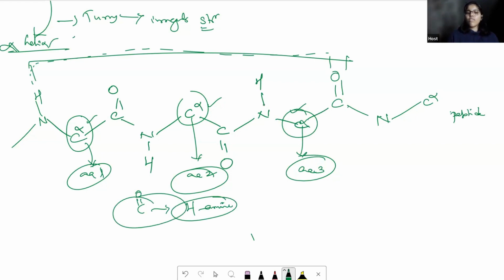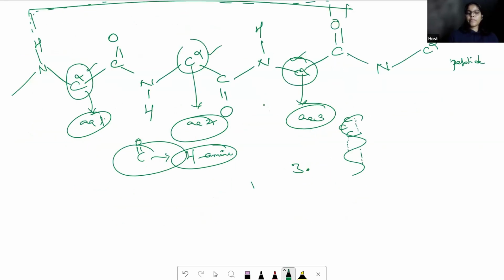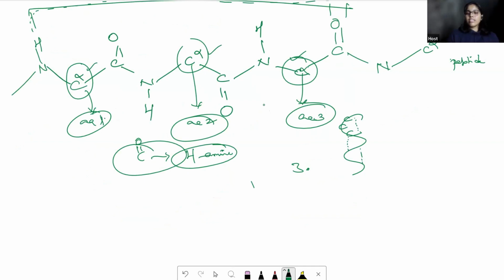This is how the alpha helix is formed. So here you have 1, 2, and 3. Usually per turn, I'm writing it in terms of turns, you have C here and C here, and these groups will form the hydrogen bond. This is how you will get the alpha helix. In alpha helix, you will have 3.6 amino acids per turn.